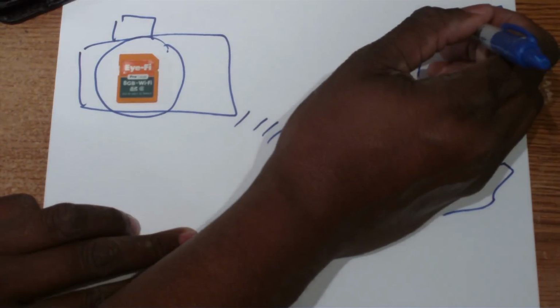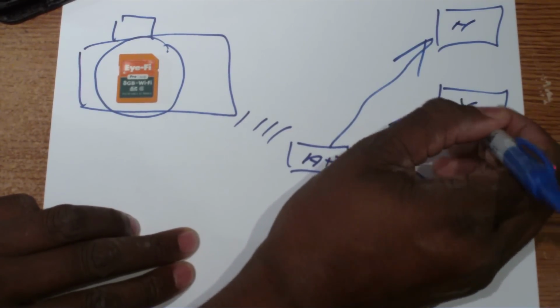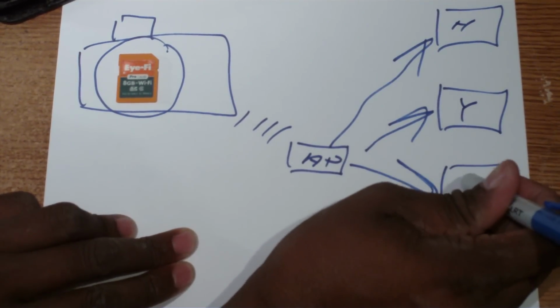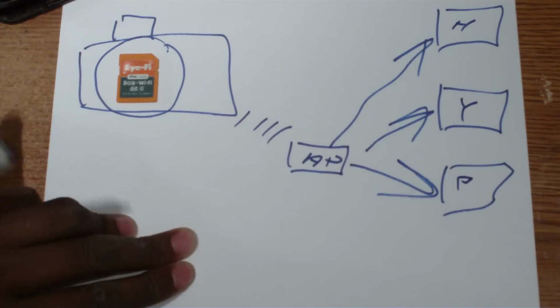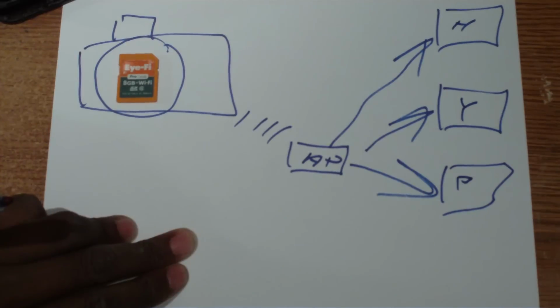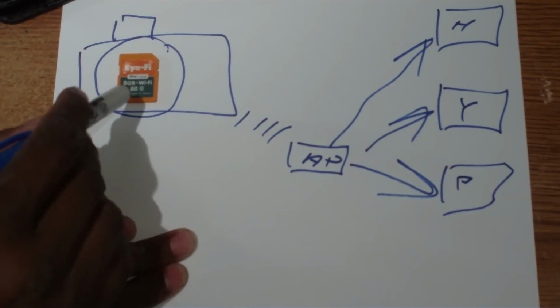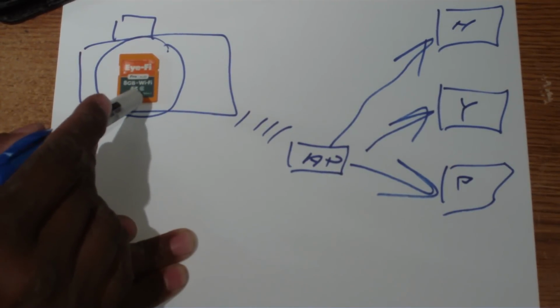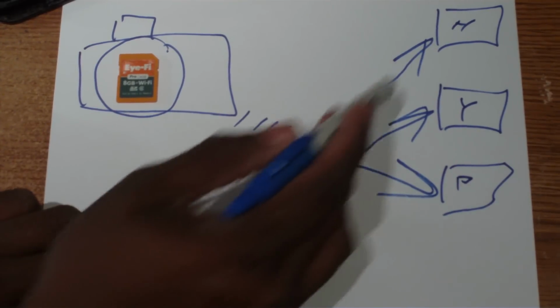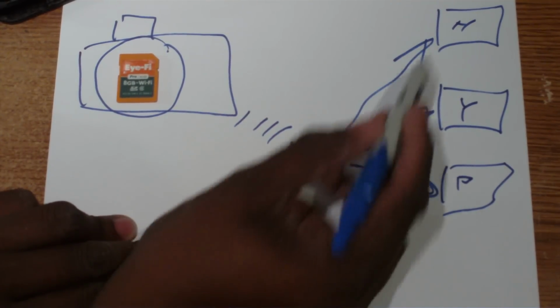So it could be your home computer. It could be YouTube, because it also does video, and it could go to, like, Picasa. I've just picked three. It can go to, like, a gazillion different places, okay? So, basically, this is a Wi-Fi transmitter. It's going to transmit to an access point, and then it goes through there.